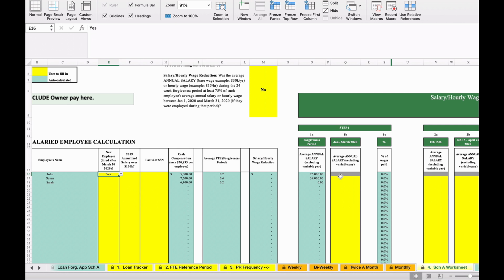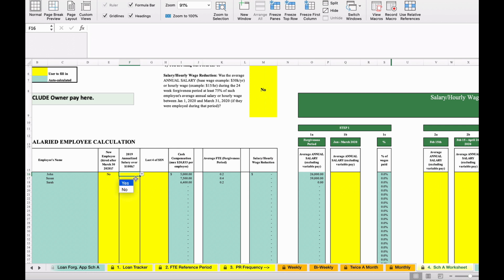Notice that if he were a new employee during the forgiveness period, you wouldn't have to fill out any of this because you don't really have anything to compare back to because he's new. So even if you have a different person taking an old job, you still would say yes here. They were a new employee. There's no comparison to be done. But in this case, let's say you say no.